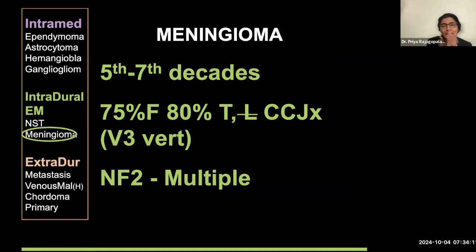Nerve plexus. Okay, so that was in the middle bucket. Another commonly seen lesion is going to be our meningiomas, right?